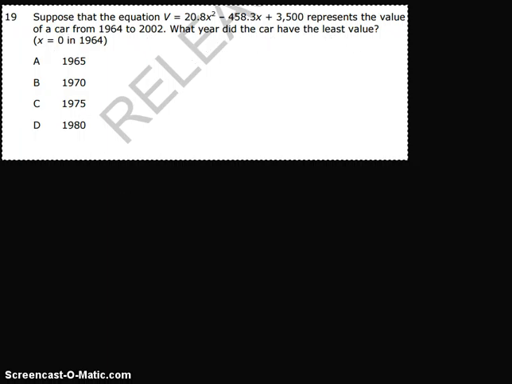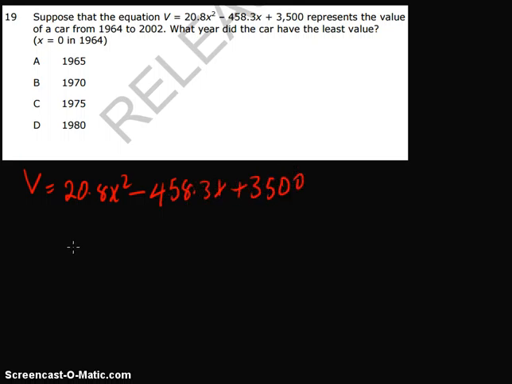So in this case, there are two ways we can solve this problem. The first method is, as you can see, it is a quadratic equation. So the equation v equals 20.8x squared minus 458.3x plus 3500 is an upward parabola, something like this. So if the x represents the year, the y represents the money, the value of this car. So as you can see from the parabola, this is upward because a is positive.